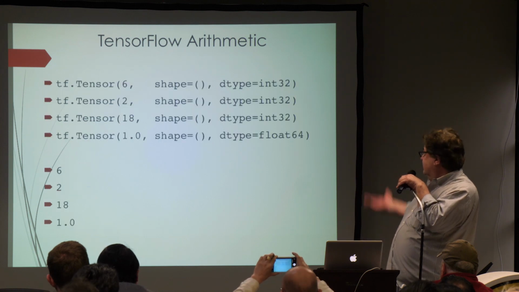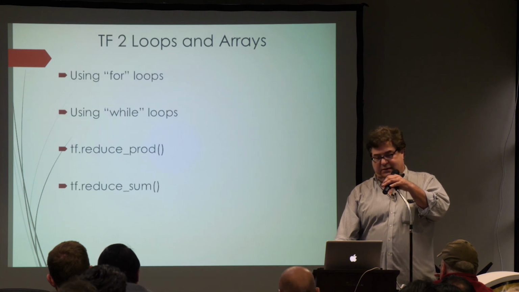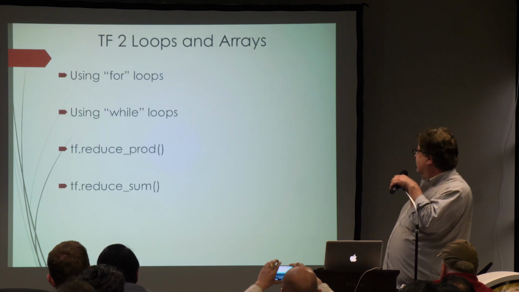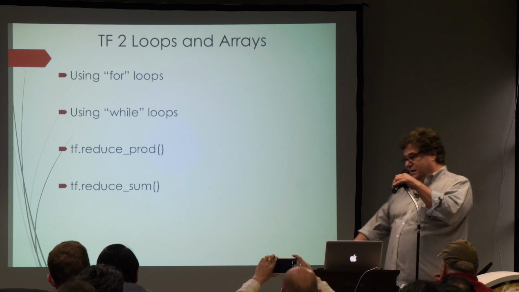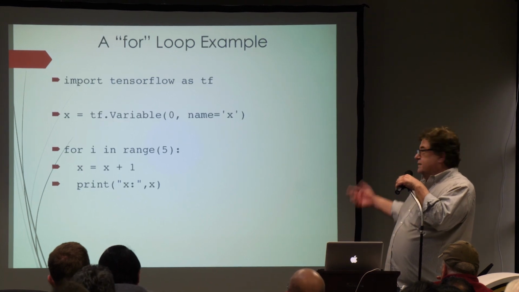And so there's the output, which we would have expected. And a little bit about loops. We can have for loops and while loops. I'll just show you a very, very simple one. So what do you think this will print?